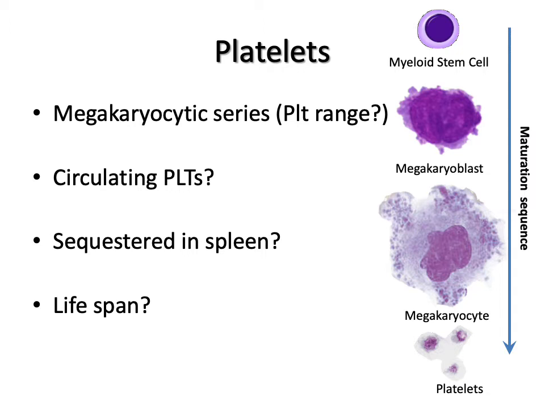If you remember back to when you took hematology, you'll recall that the development of platelets occurs in the bone marrow and begins with the myeloid stem cell, which develops into a megakaryoblast. This matures further into the megakaryocyte, which then sheds portions of its cytoplasm. These portions are platelets, or thrombocytes. The normal range for platelets in peripheral circulation is 150,000 to 450,000 per microliter.